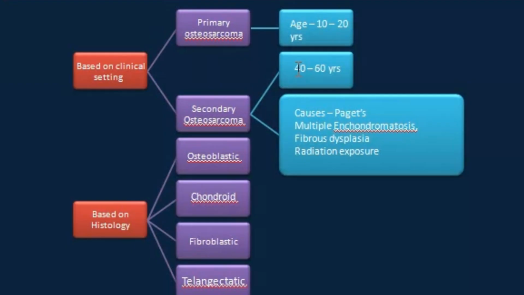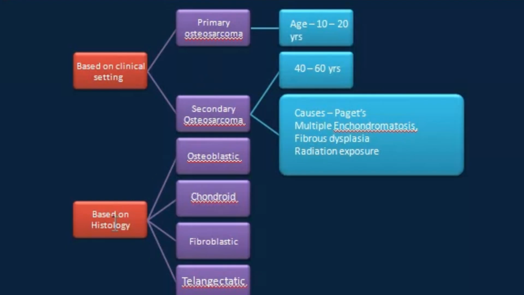It will be seen in people of age 40 to 60 years, so in older adults, and there will be some underlying cause. It could be either Paget's disease or a condition called multiple enchondromatosis or fibrous dysplasia or radiation exposure. In the presence of these conditions, the secondary osteosarcoma might develop as a secondary malignancy. So, this is the classification based on clinical setting, primary or secondary.